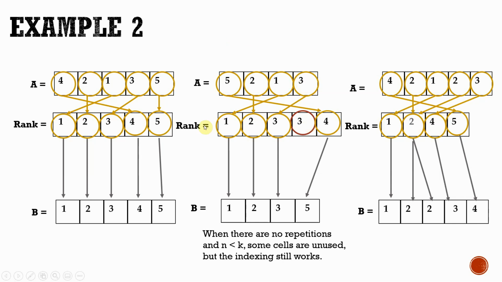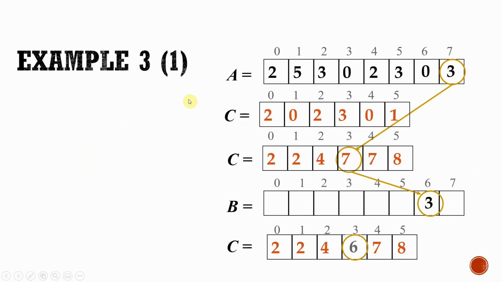We have 4 elements, but the range is larger than n, k is larger than n. Okay, so let's look at this one again. So this is our count, the frequency.